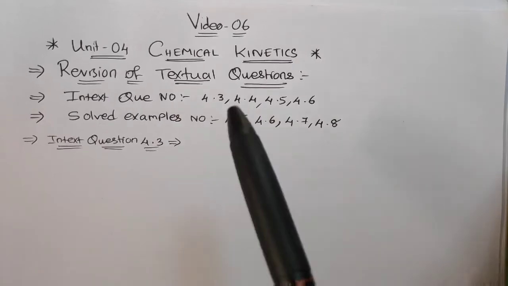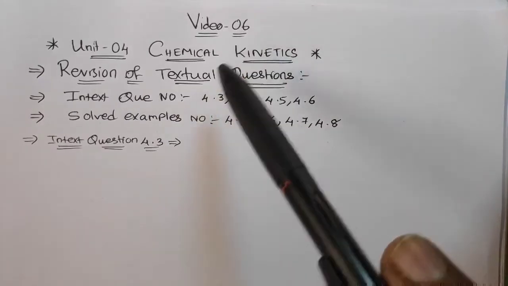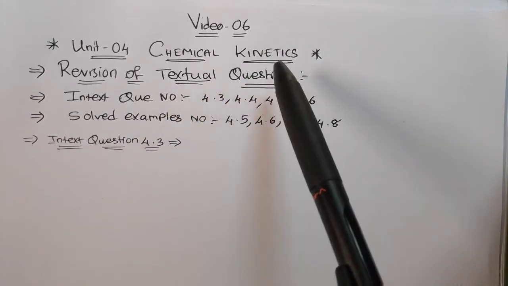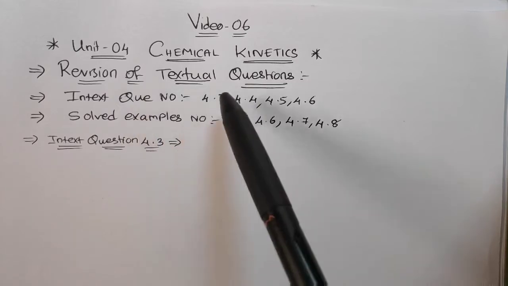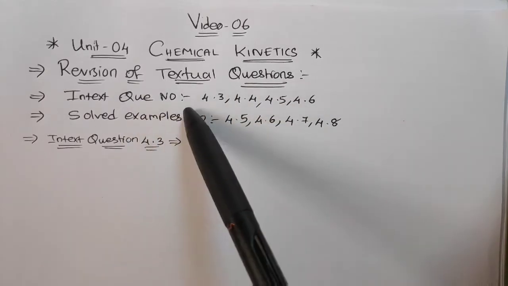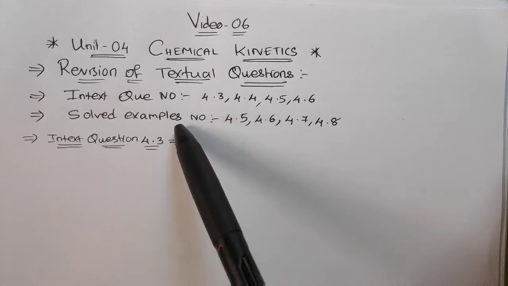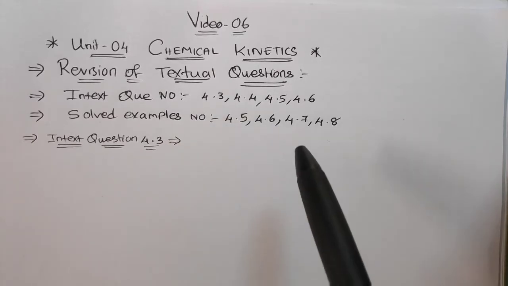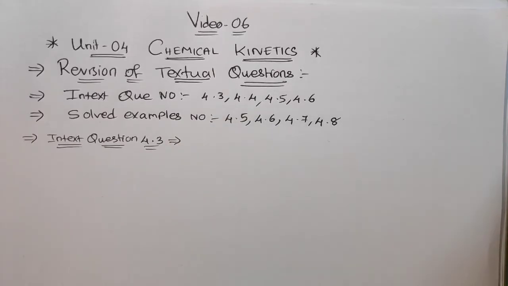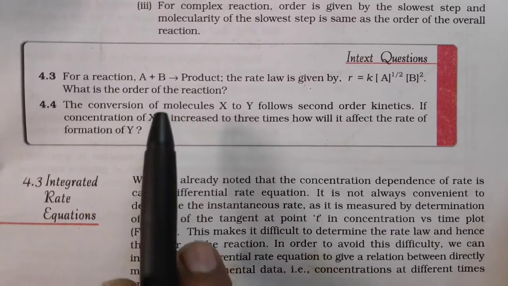Today in video 6, unit 4 chemical kinetics, we are going to discuss revision of textual questions, that is in-text questions 4.3, 4.4, 5 and 6 and solved examples 5, 6, 7, 8. So first, in-text question 4.3 from your textbook. Now this is the question.